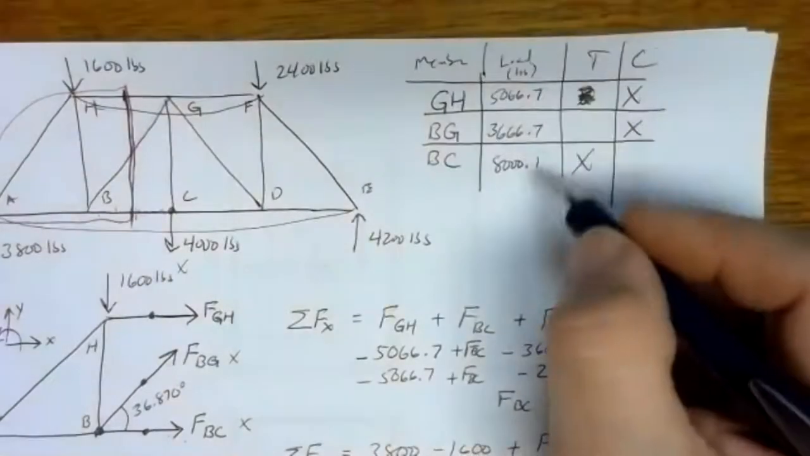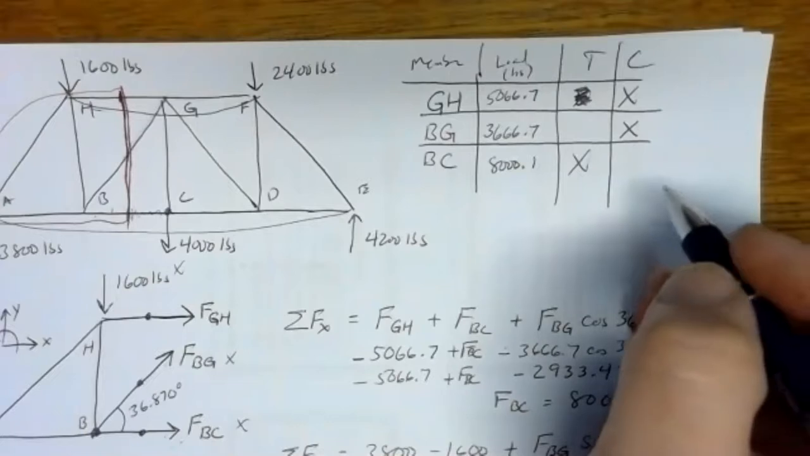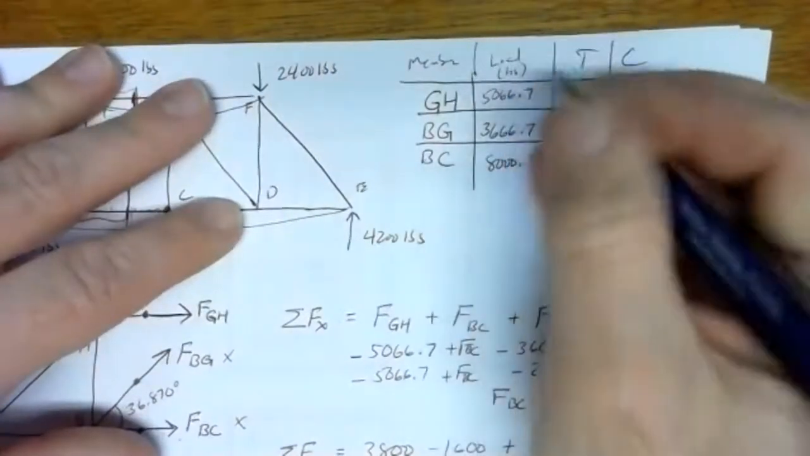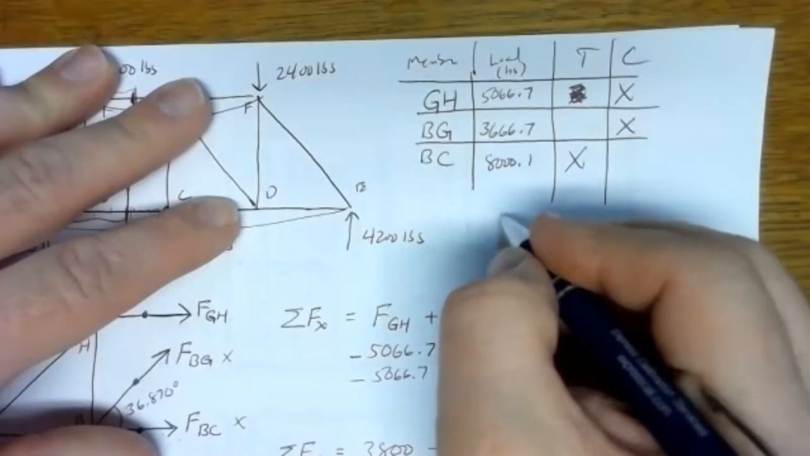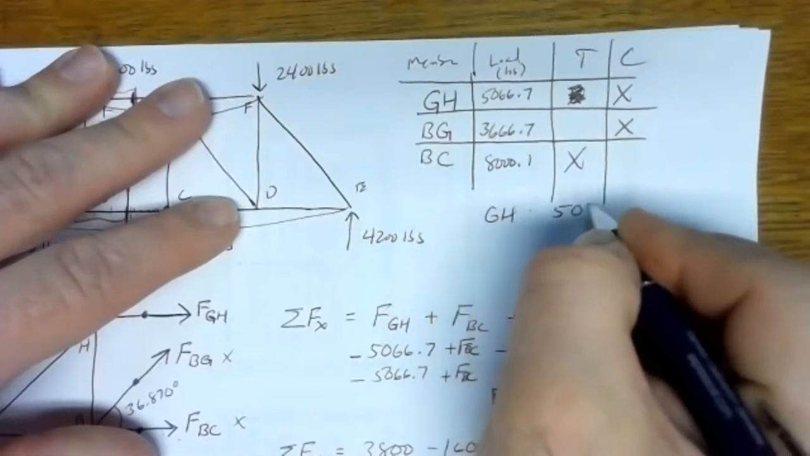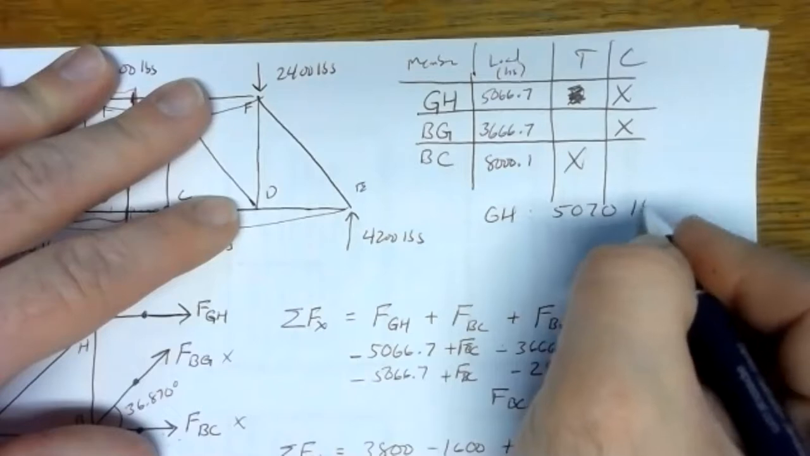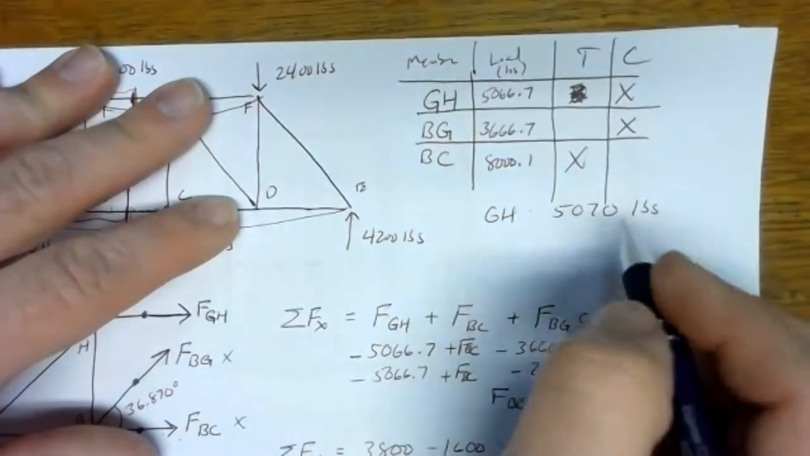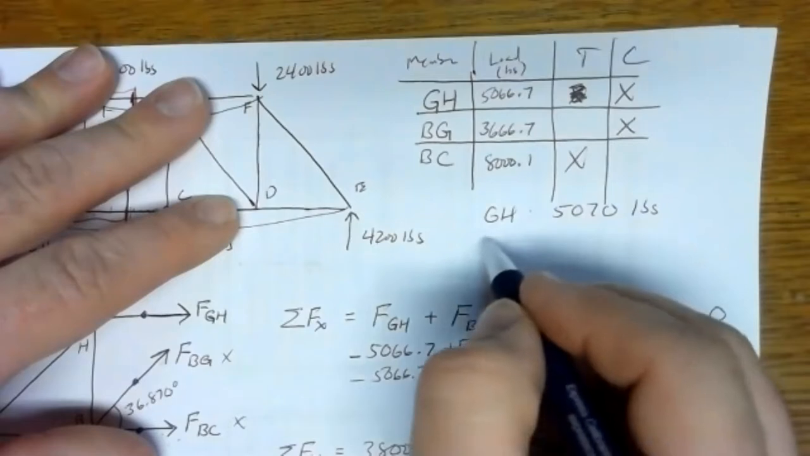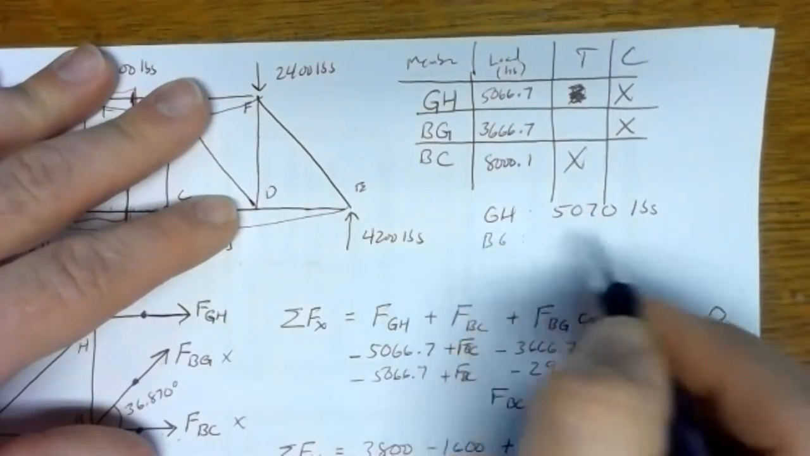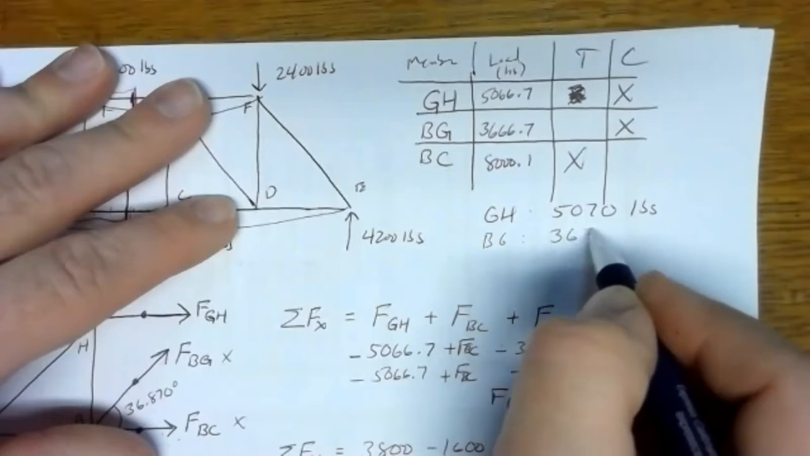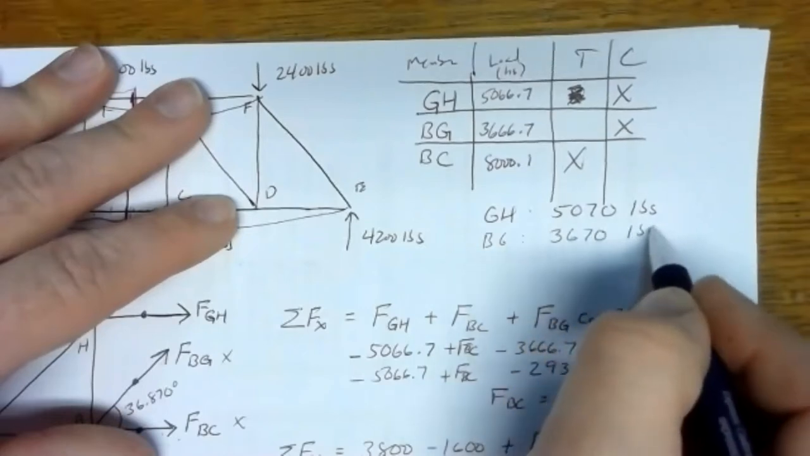So as far as rounding goes here, to round our answers off, we said 3 sig figs. So for GH, we'd have 5,070 pounds. Remember that trailing zero doesn't count unless there's a decimal point there. For BG, we'd replace that with 3,670 pounds.